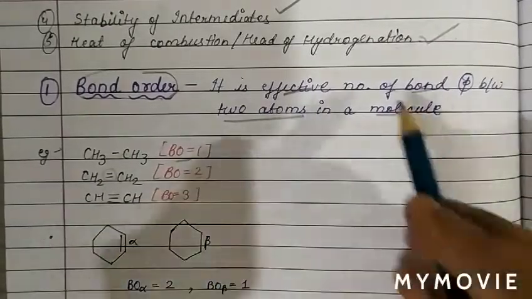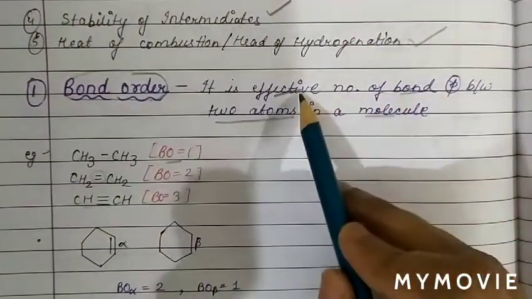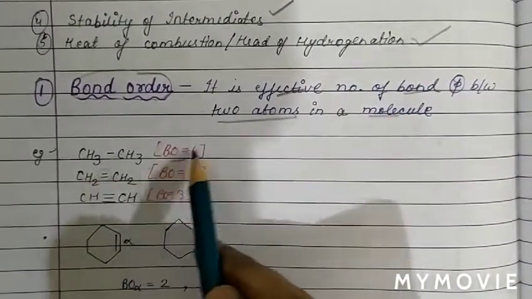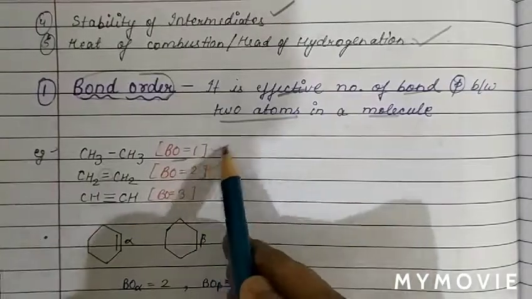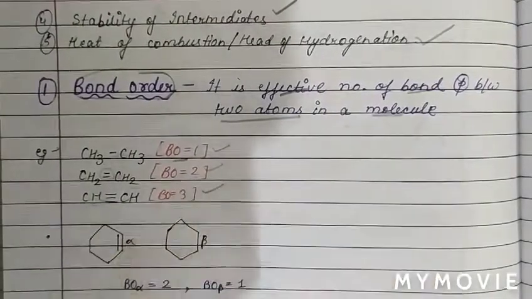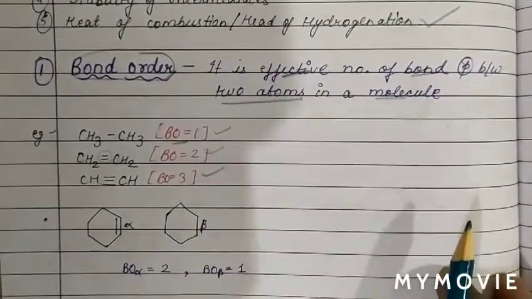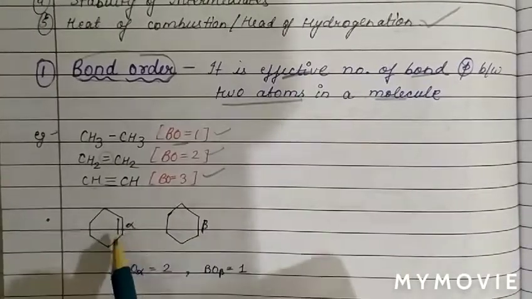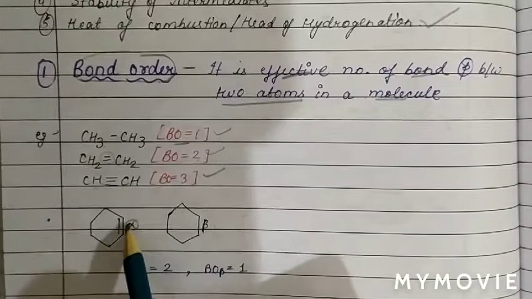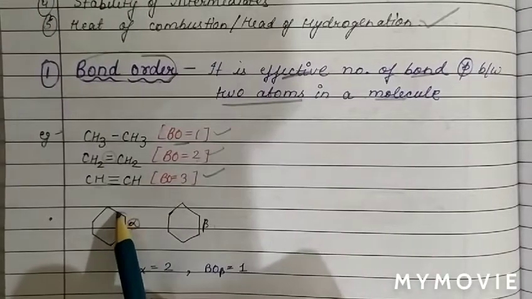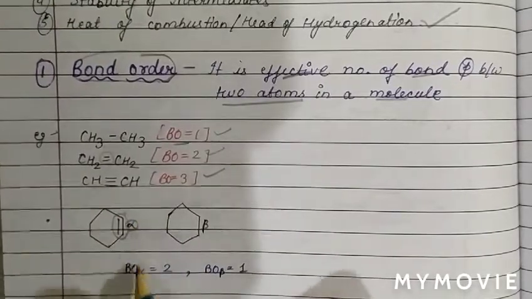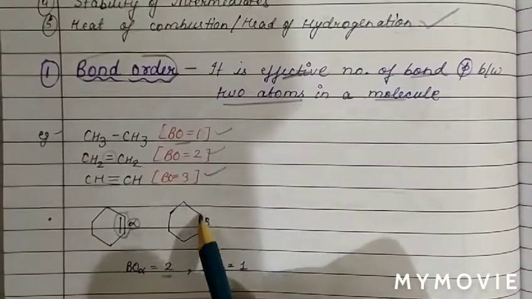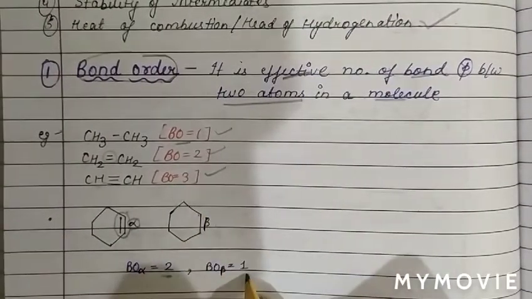So what is bond order? It is the effective number of bonds between two atoms in a molecule. In this case bond order is 1, in this case bond order is 2, and in this case bond order is 3. Now we have to see the bond order of alpha bond and beta bond. In the alpha bond there are 2 bonds between the carbon-carbon atoms, therefore the bond order of alpha is 2, while there is only 1 bond between carbon-carbon, therefore the bond order of beta is 1.